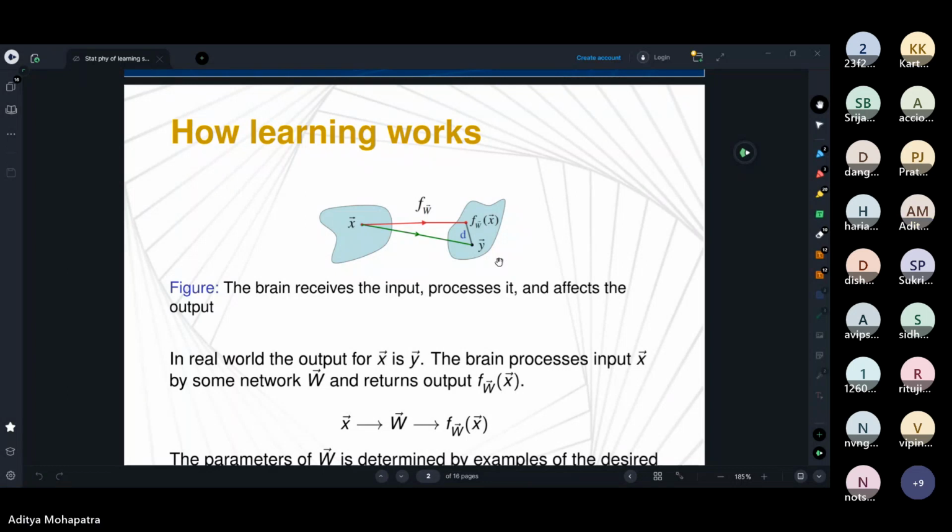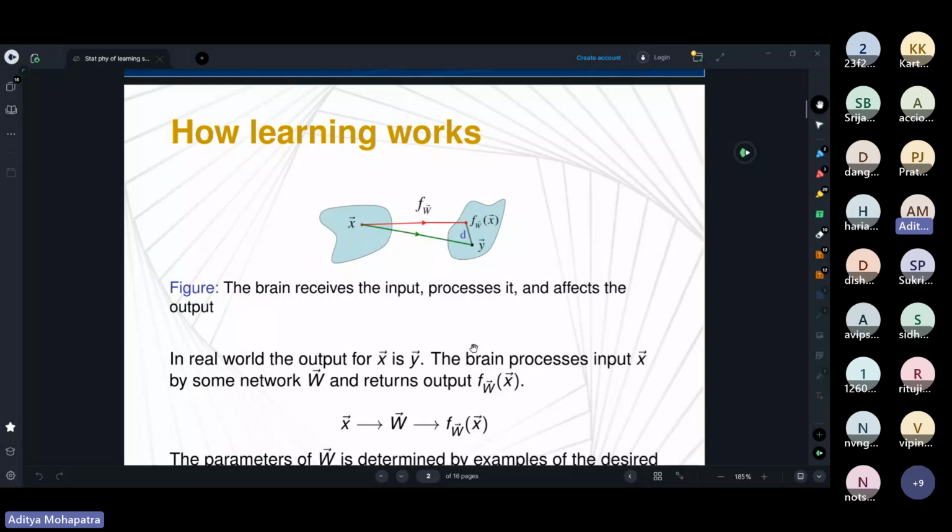Get it? So basically, as people say it, your brain processes the input and gives some output. How it works is like there's an error between real world data, desired output and actual output. But what the brain or any network does, it minimizes the error. Based on that, it learns and gains experience.